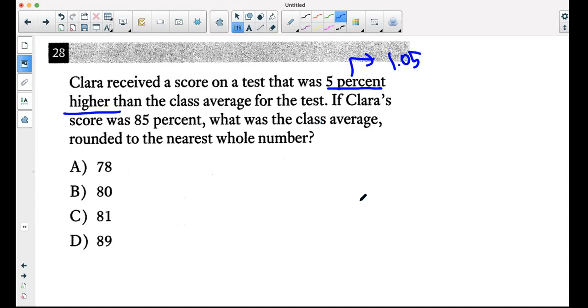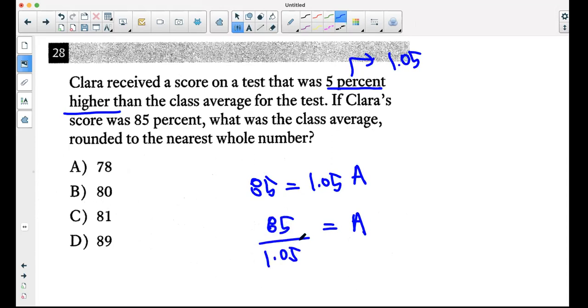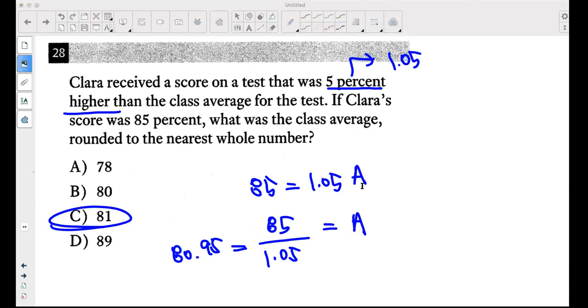So in fact, I don't know what the average is. Let me call that A. But 1.05 multiplied by it, you get 85. That's essentially what it is. So what's the value of A? I'm going to divide 85 by 1.05. So let's try to do that with your calculator. I get 80.95. So that means almost 81. So choice C becomes the answer. Okay? Now let's look at number 29.